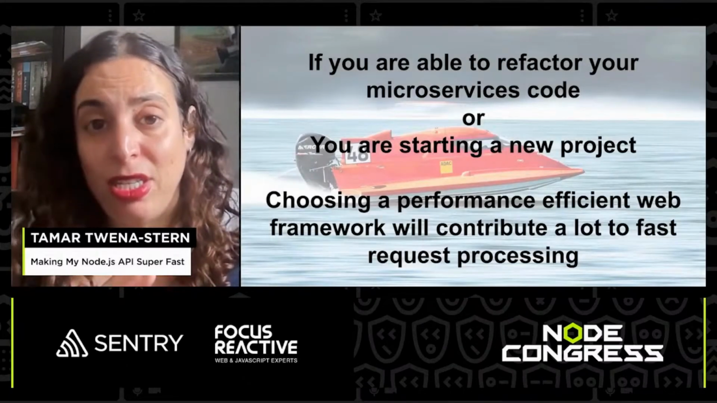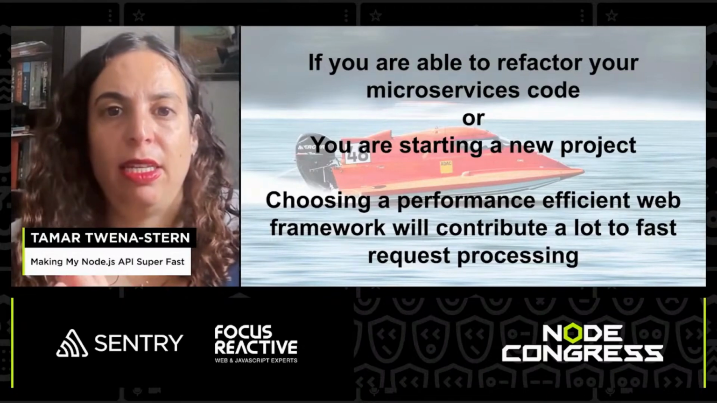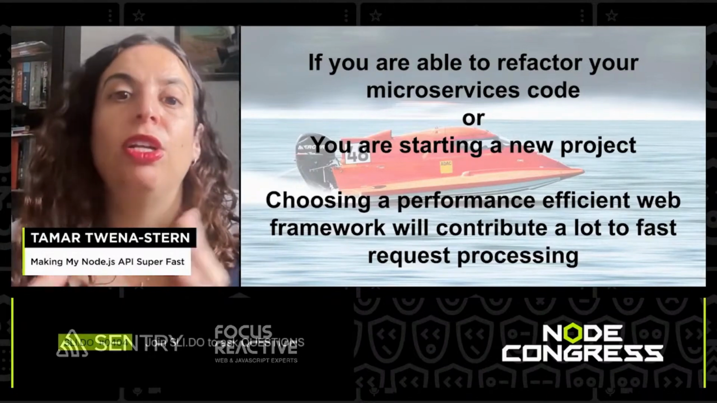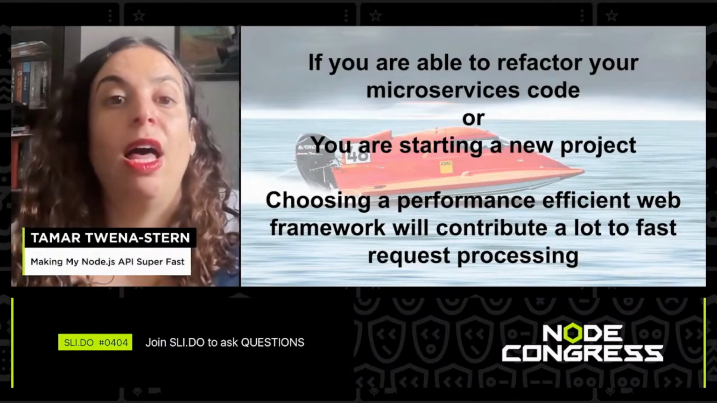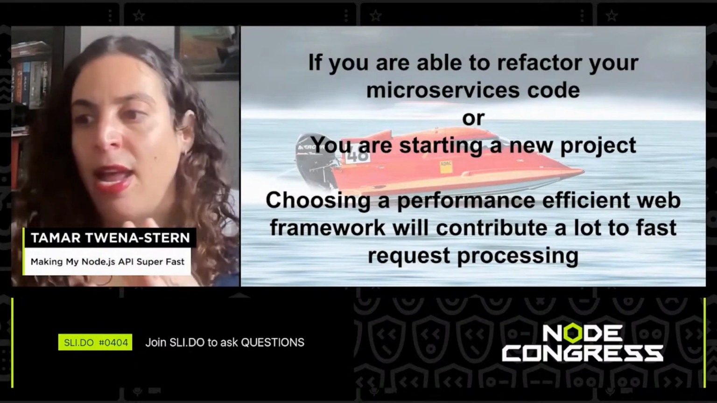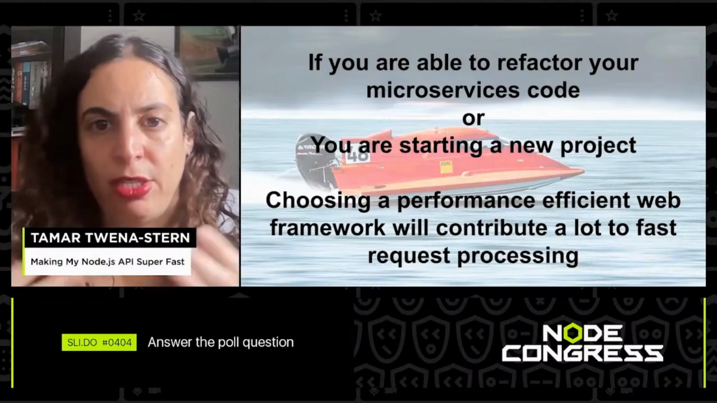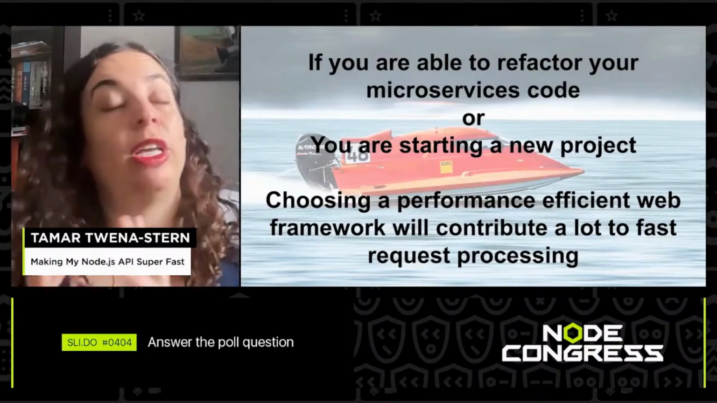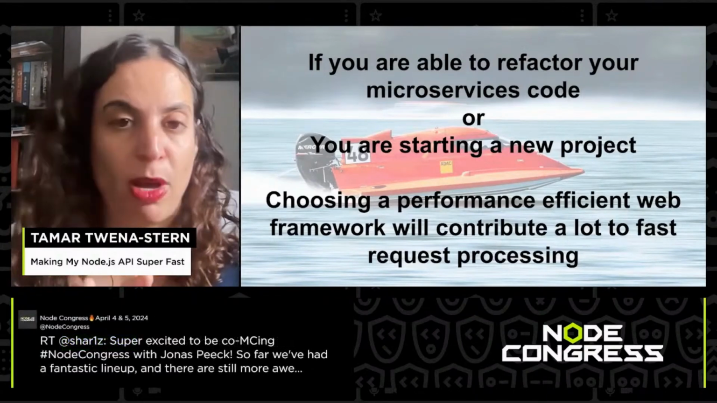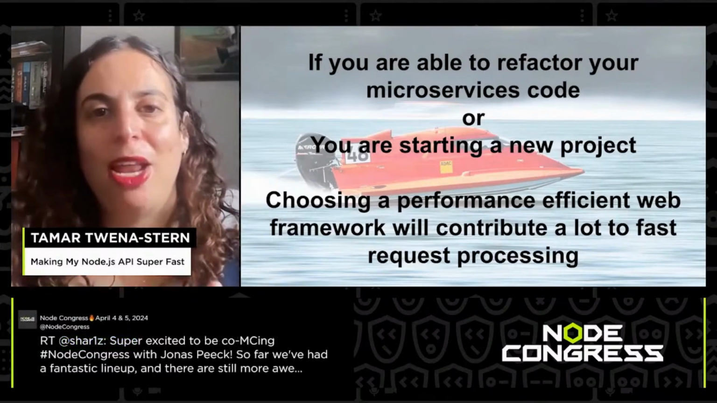Actually, in most companies, it is a little bit hard to refactor your microservices code. Usually you get code that you need to work on. In that case, you have things you can do. You can make your DB work more efficiently. You can use caching. We're going to talk about caching right away.